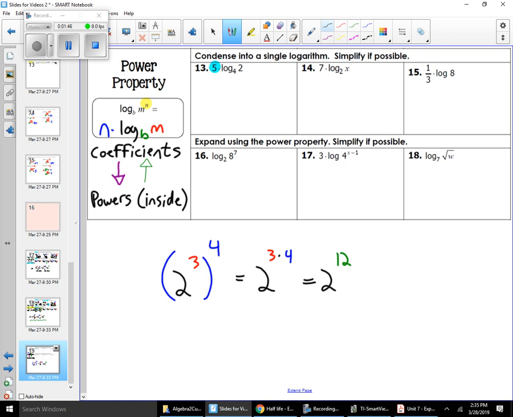So let's look at 13 there. That 5 on the outside, 5 times log base 4 of 2, that coefficient is going to become a power. Let's see, let the base be blue. What did I do? Red for the inside. It's beautiful. That 5 is going to become an exponent of the 2. We can reduce that because 2 to the 5th power, we have log base 4 of 2. 2 to the 5th power is 32.